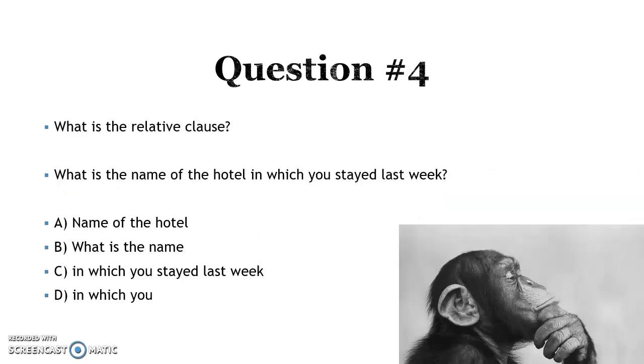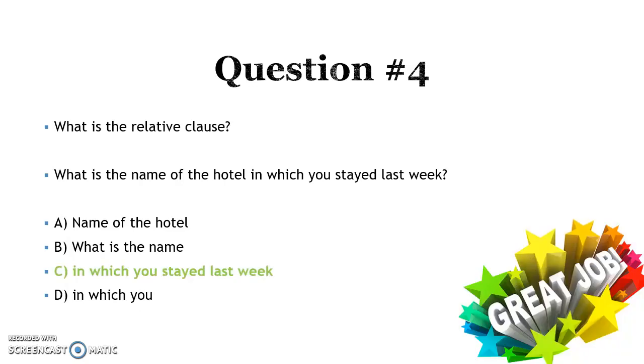Question number 4, what is the relative clause in this sentence? This is similar to our first two questions. What is the name of the hotel in which you stayed last week? A, name of the hotel. B, what is the name? C, in which you stayed last week. Or D, in which you. So which part is the relative clause? And that correct answer is C, in which you stayed last week. Again, that starting word, which, is answering that question, giving more of that information.